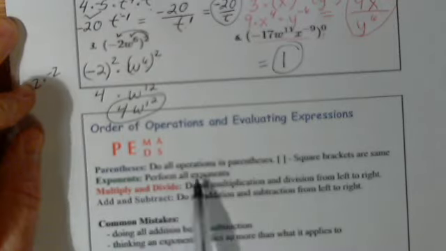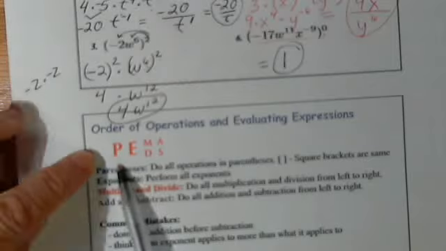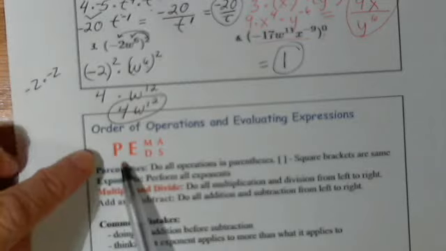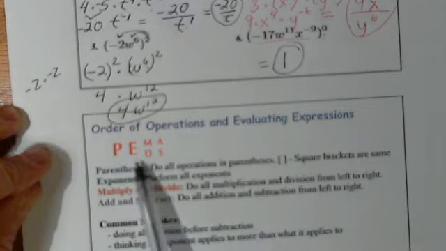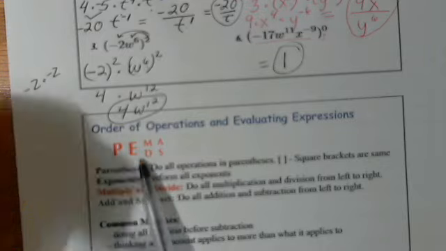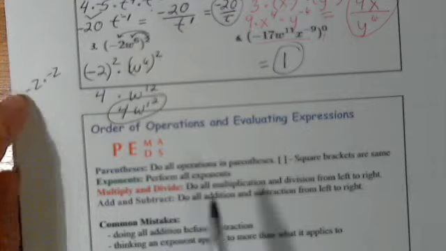The P stands for do all the operations in parentheses first. Now, it can also include other grouping symbols like parentheses, brackets, and square root signs. Okay, so basically the P stands for do all parentheses and grouping symbols. The E stands for do all exponents next. Do all exponents. So, like if you have 5 to the 6th power, do that before you do anything else with that 5, unless it's in parentheses.